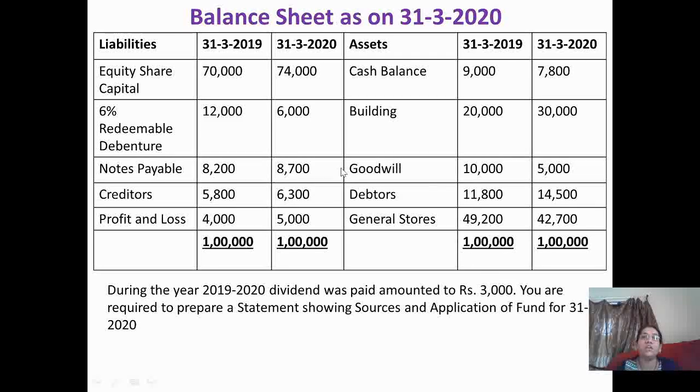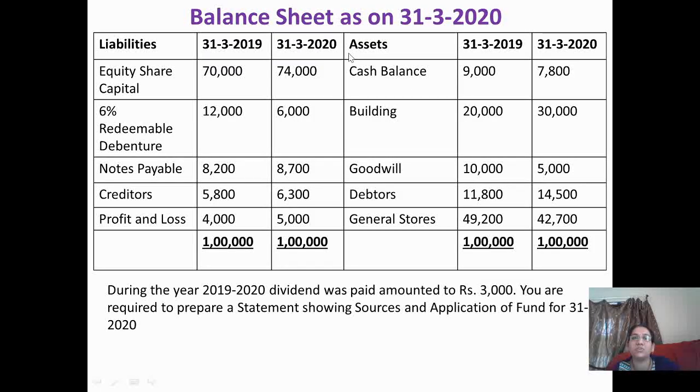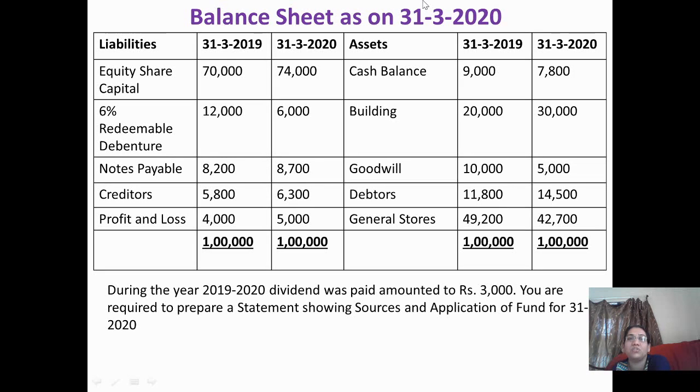Here two dates, 2 years, have been provided. First is 31st March 2019 and second is 31st March 2020. So 31st March 2019 is the last year and 31st March 2020 is the current year. On the asset side also.